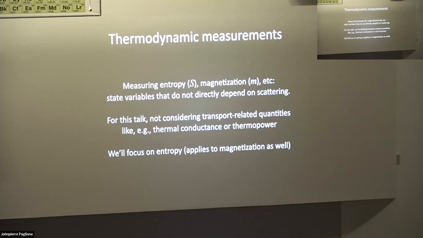So really what I'm talking about is just the ground state variables of a quantum system, and specifically we'll focus on entropy, but everything I say today, aside from the fact that you can measure it with calorimetry, everything else would apply just as well to magnetization or most other thermodynamic variables.